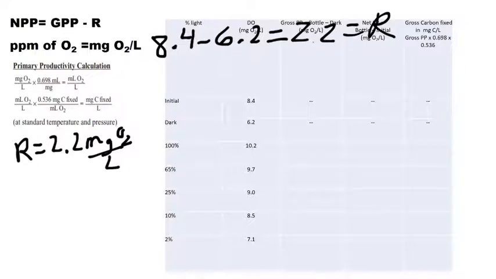And again, to get that, we took our initial dissolved oxygen concentration, subtracted from that the dissolved oxygen concentration after an incubation in the dark. Since only cell respiration was happening in the dark, that drop in dissolved oxygen was the amount of oxygen used by cell respiration.